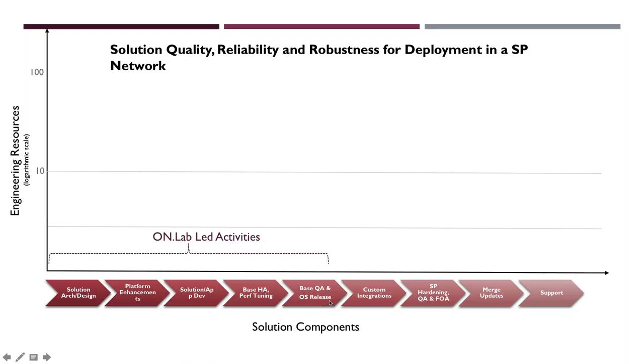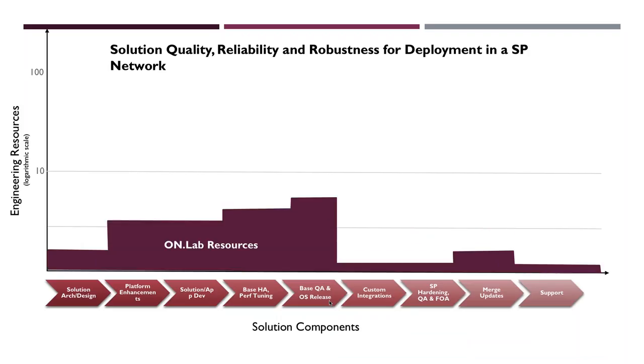The first three or four parts of that chain are where ON.Lab leads the activities, with obviously a lot of support from the community, but the leadership is typically taken by ON.Lab. When it gets into the next half of the chain, custom integrations, hardening, merging updates back into the open source trees, and customer support, we fully expect the ecosystem to lead these activities. We are not chartered, nor do we have the headcount, to do this internally. So what does this mean in headcount? I've taken a swag, an educated guess, at these numbers, and it varies from a few engineers to at most 7 or 8 of the 30-odd engineers we have on a particular solution.